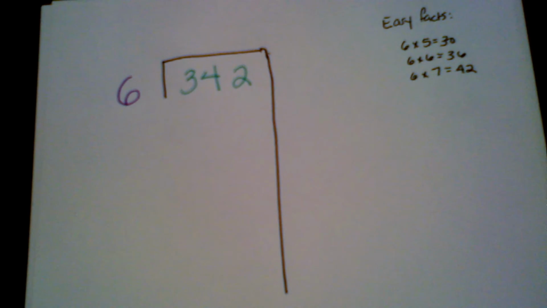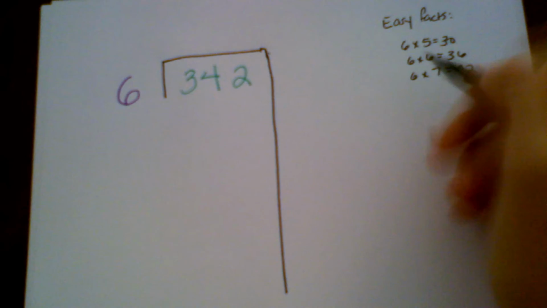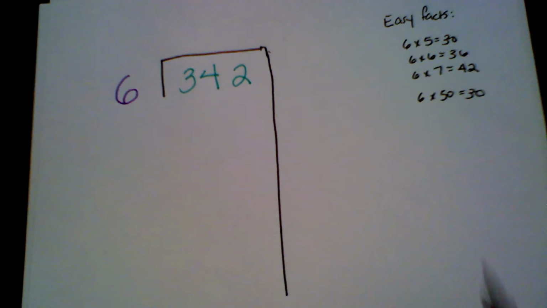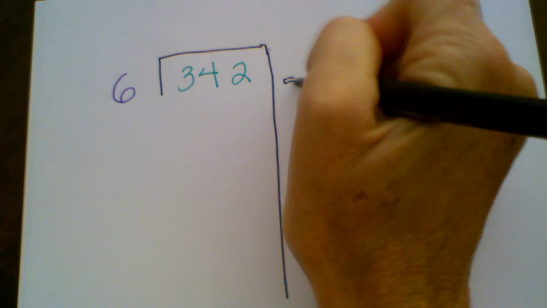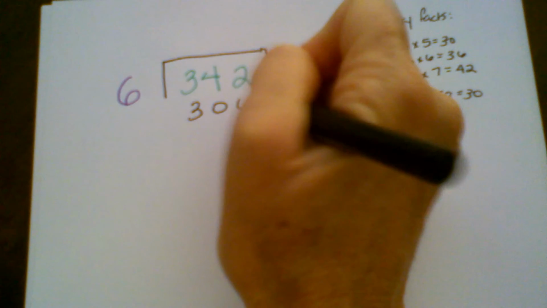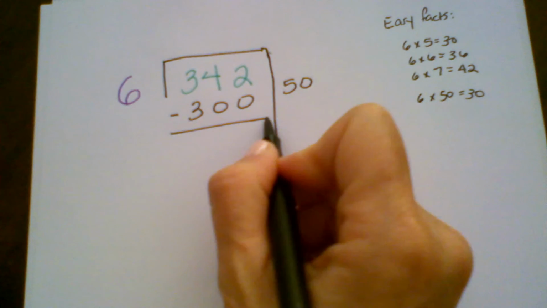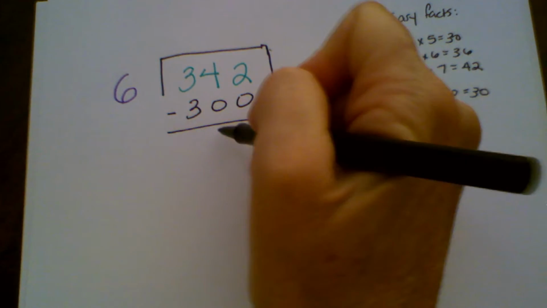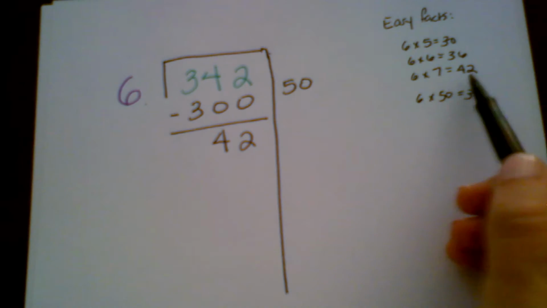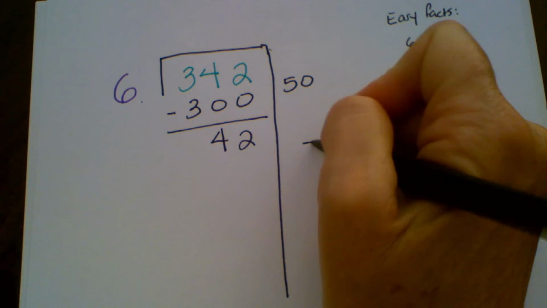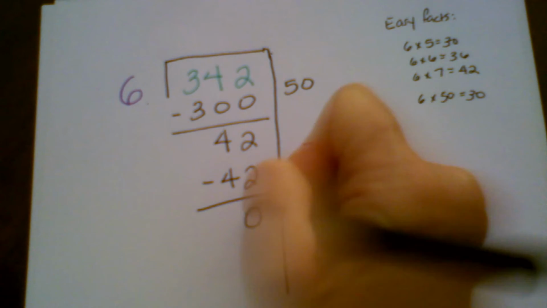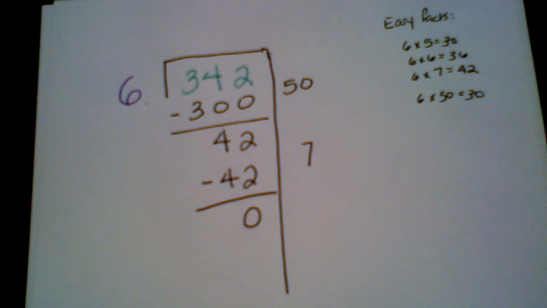So I am going to actually use the 50, because 6 times 50 gives me 300. And so then I'm going to subtract 342 minus 300, and I'm left with 42. And I know 6 times 7 is 42. So I'm going to put that. That's a partial quotient. I'm going to write my 42. I'm going to subtract. I get 0.